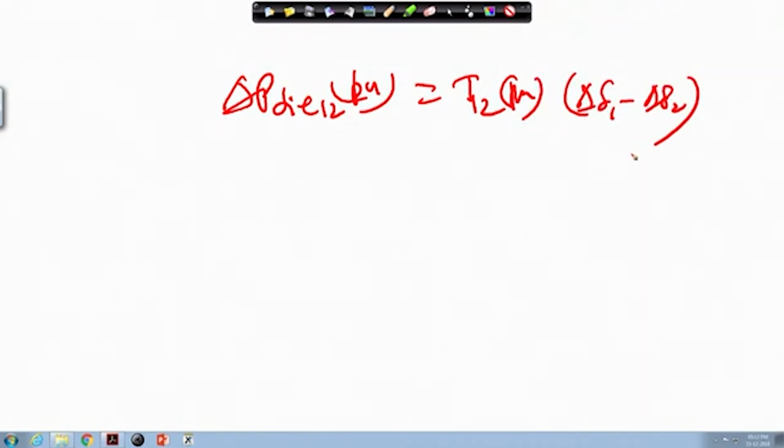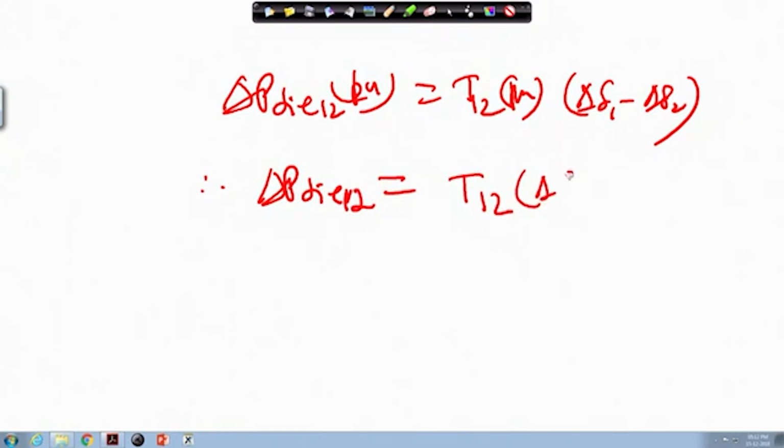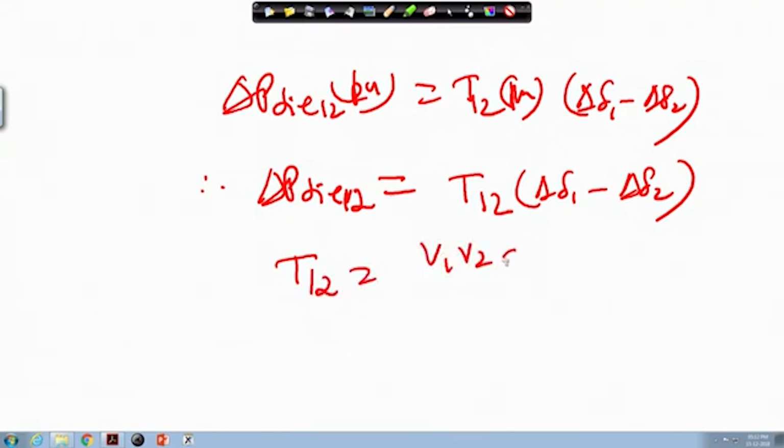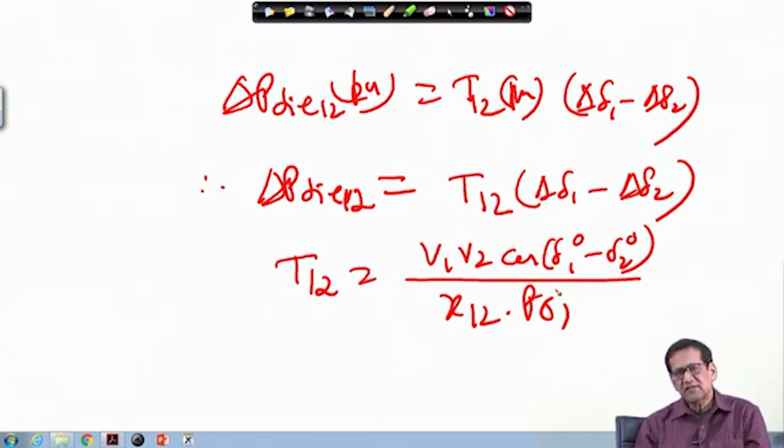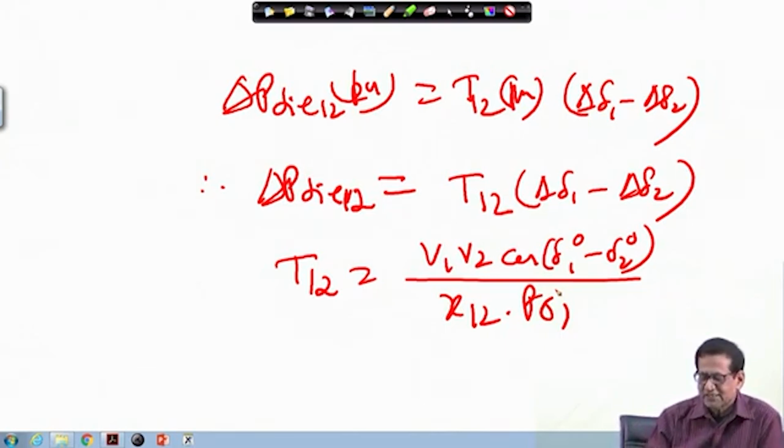After that we will not write per unit again and again, but it is understandable. Therefore, in general we can write ΔP_tie12 = T12 (Δδ1 − Δδ2), where T12 is equal to V1 V2 cos(δ1^0 − δ2^0) divided by X12 PR1. This term is called the synchronizing coefficient. So now this is your T12.